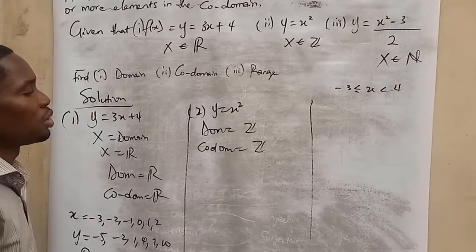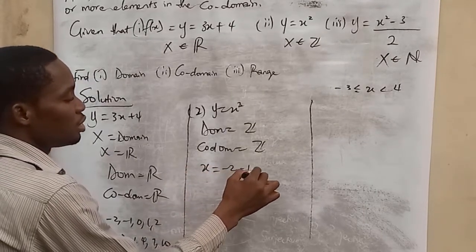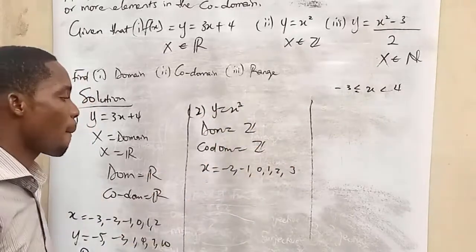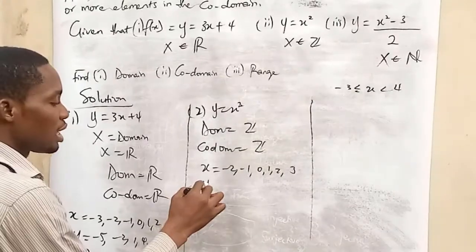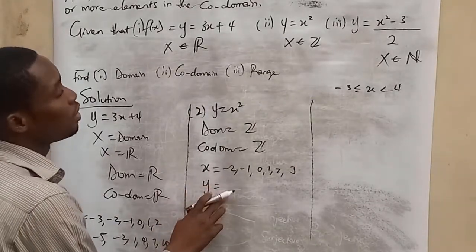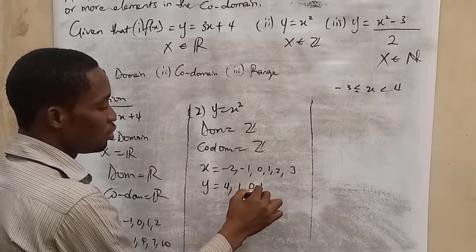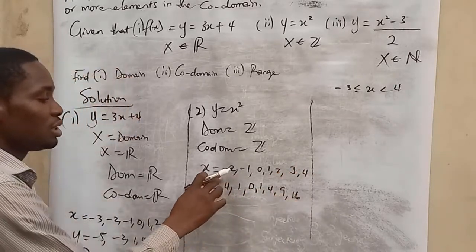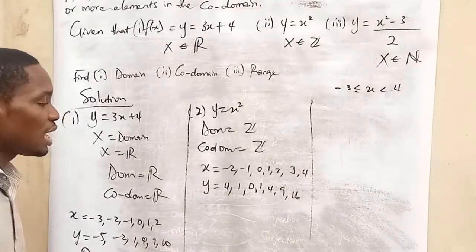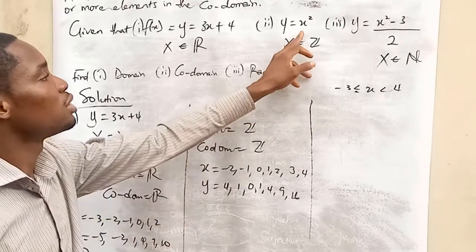Now for my range, I need to get arbitrary values of x. Let's start from minus 2: minus 2, minus 1, 0, 1, 2, 3. Let's get my values of y before I can get my range. Minus 2 becomes 4, minus 1 becomes 1, then 0, 1, 4, 9. If I add 4 here, that becomes 16. If I add minus 3 here, that becomes 9.